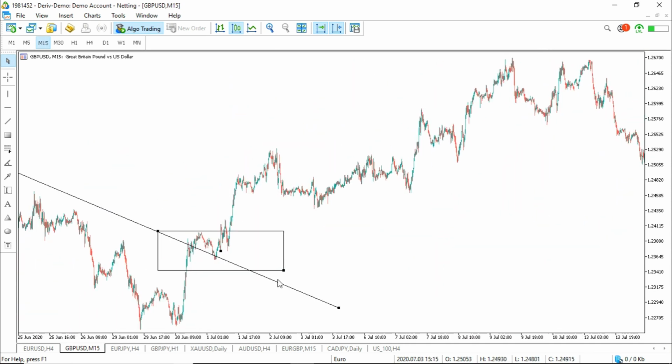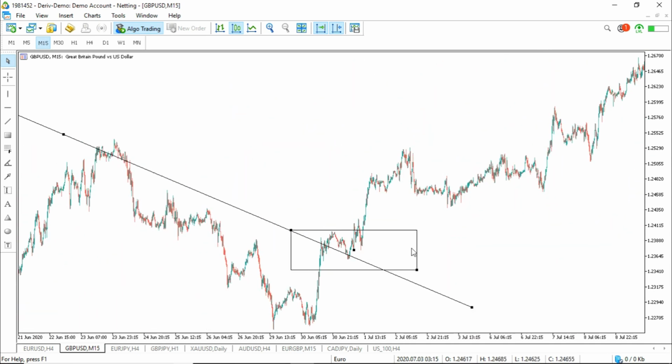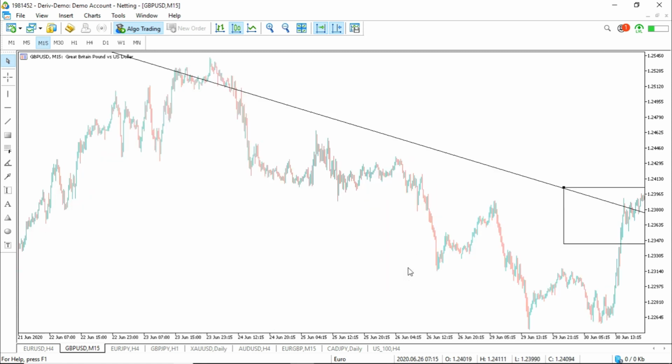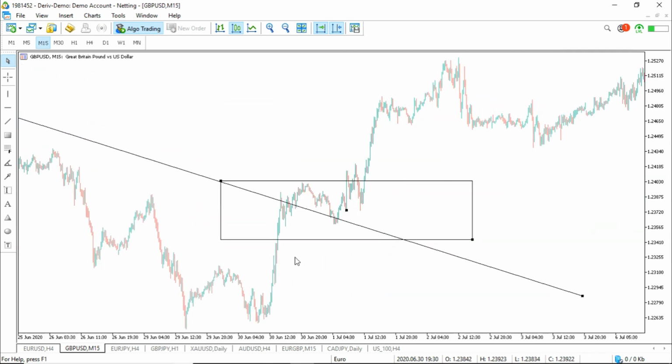Oh, where is this? So over here, yeah, we got it right here. So we can see on the 15-minute time frame that this box indicates the retest. You can see the breakout on the trend line over here.